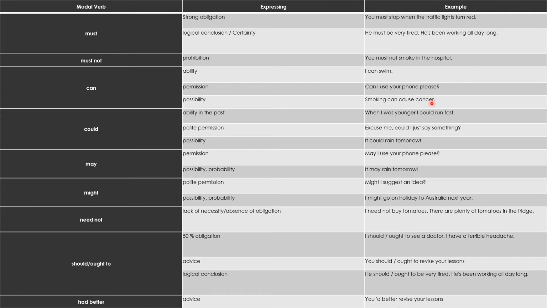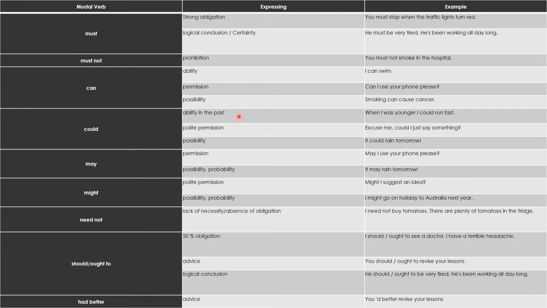I can swim. Can I use the phone, or can I come in, for permission? And smoking can cause cancer. Can you score a good result? So there is a very good possibility. So these are the things or expressions that can be expressed through can.